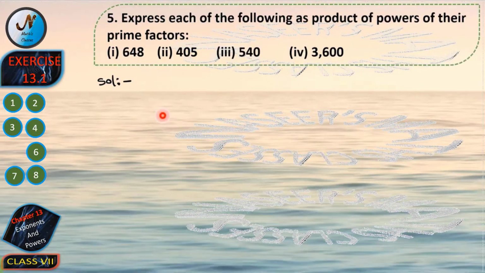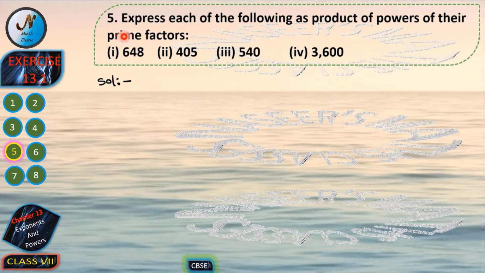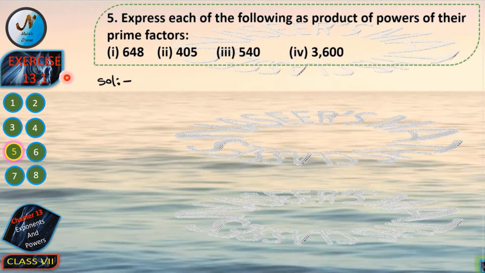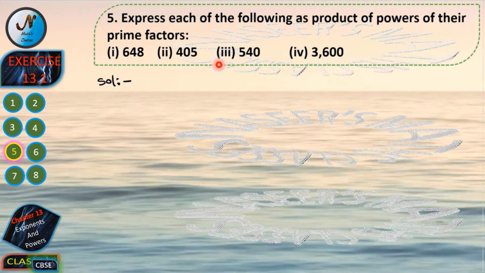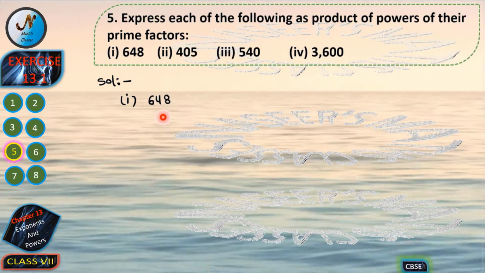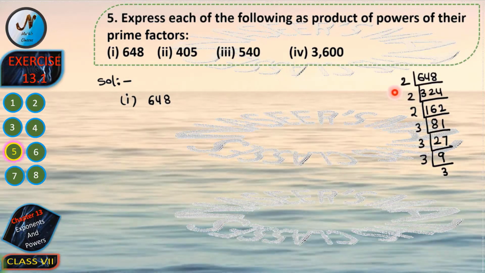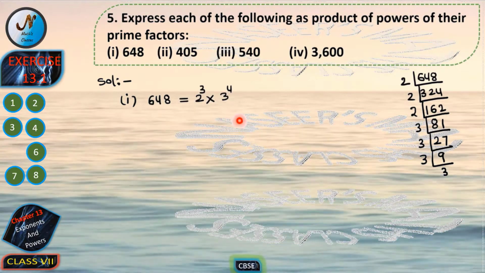Now we are going to solve fifth problem, exercise 13.1. In this problem, it is given that express each of the following as a product of power of their prime factors. So here 4 bits are given. So first one is 648. To find the prime factors, we have to divide 648 with the prime number. So after dividing, we get 3 2s and 4 3s. So it can be written as 2 cube into 3 power 4.